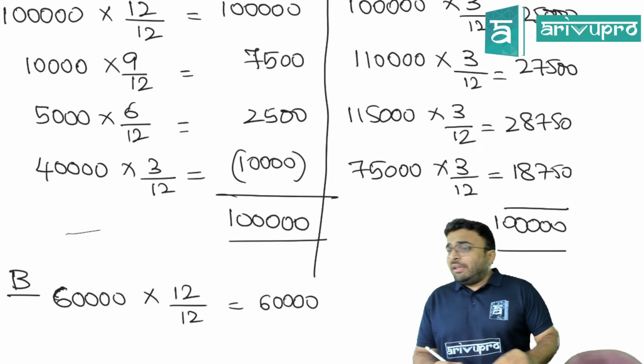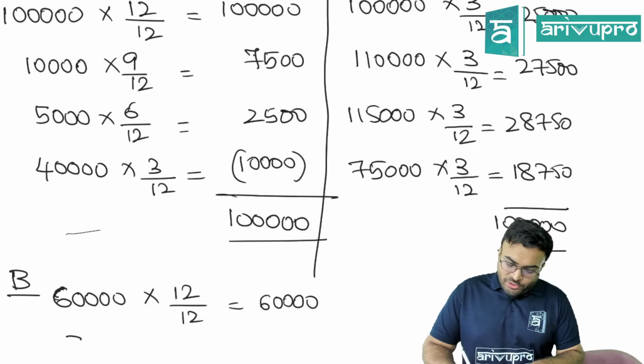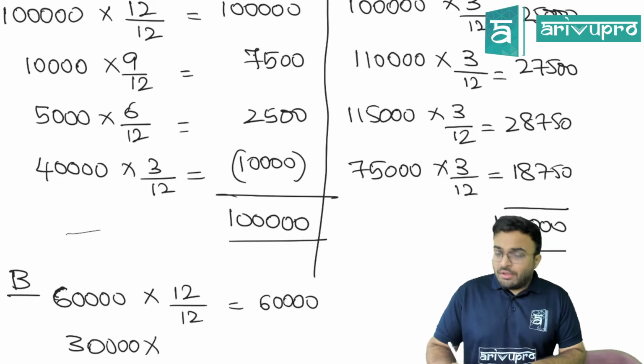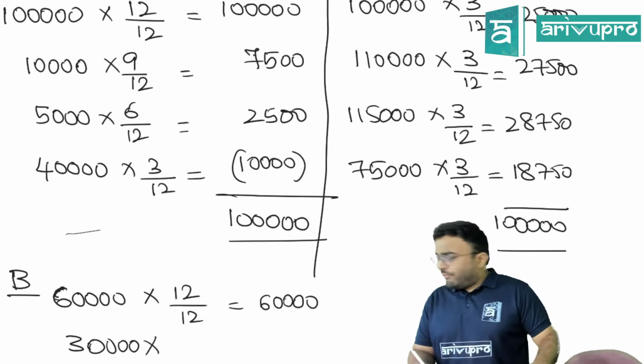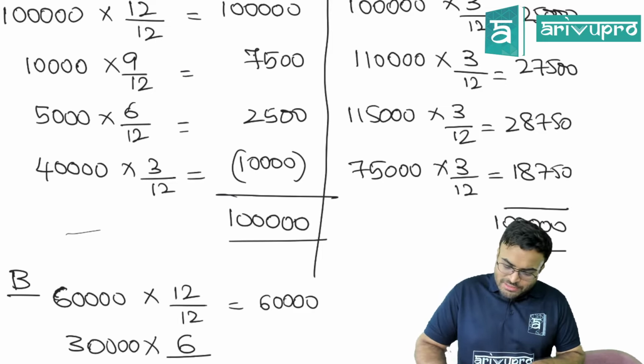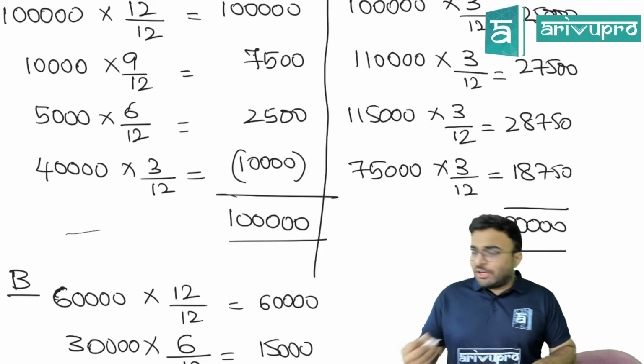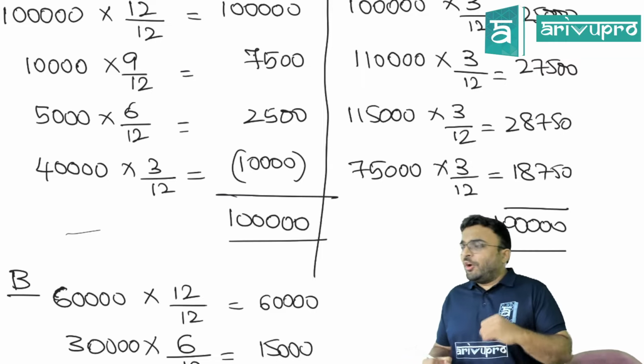And he introduced further capital. When did he introduce further capital? 30,000, right? Introduced when? 1st July, yeah? 1st July. So only 6 months, 6 by 12, that makes it 15,000. So this makes it 75,000. If you are using the other alternative, it was 60,000 for how many months?